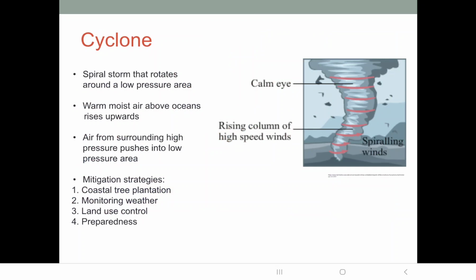But remember that at the center of the cyclone is a low pressure area, okay, and the surrounding is a high pressure. So what happens, the air from the high pressure continuously moves into the low pressure, and that is responsible for the spiraling of the wind. Okay, so spiraling winds are generated because there is a continuous movement of the high pressure into the low pressure.